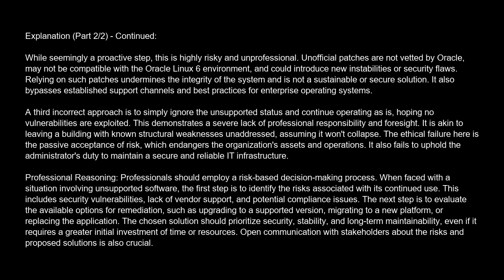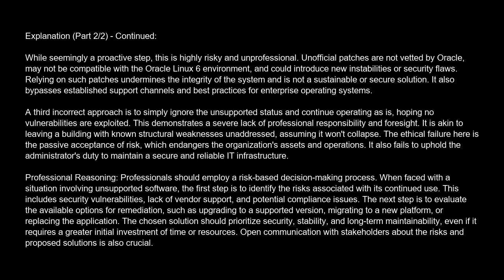A third incorrect approach is to simply ignore the unsupported status and continue operating as is, hoping no vulnerabilities are exploited. This demonstrates a severe lack of professional responsibility and foresight. It is akin to leaving a building with known structural weaknesses unaddressed, assuming it won't collapse. The ethical failure here is the passive acceptance of risk, which endangers the organization's assets and operation.